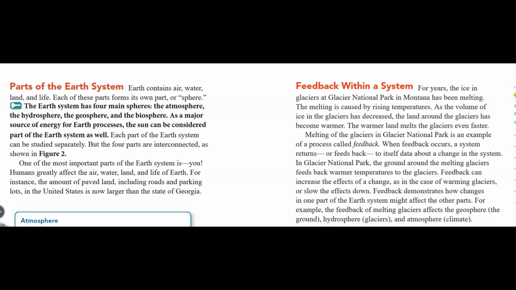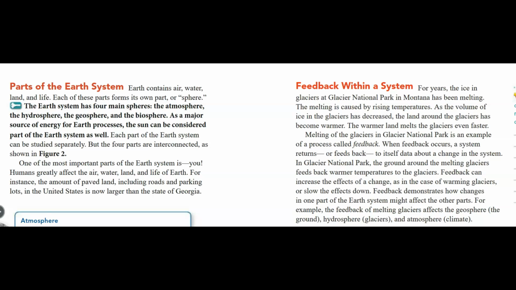Earth contains air, water, land, and life. Each of these parts forms its own part or sphere. The Earth system has 4 main spheres: the atmosphere, the hydrosphere, the geosphere, and the biosphere. As a major source of energy for the Earth's processes, the sun can be considered part of the Earth system as well. Each part of the Earth system can be studied separately, but the 4 parts are interconnected as shown in Figure 2. One of the most important parts of the Earth system is you.